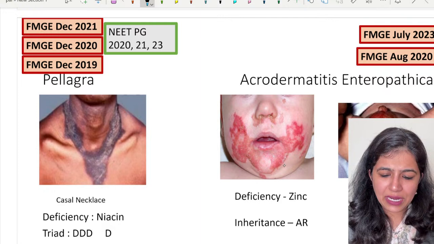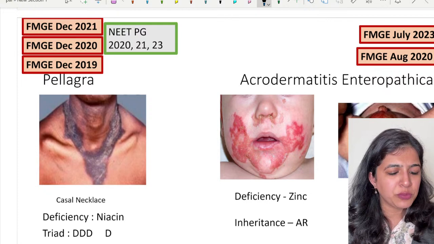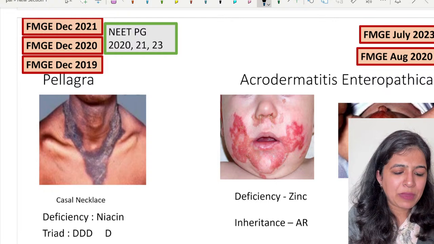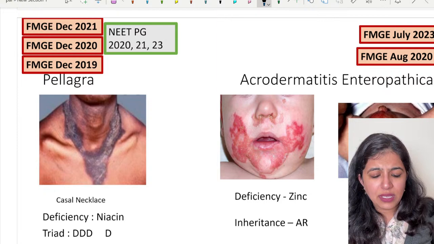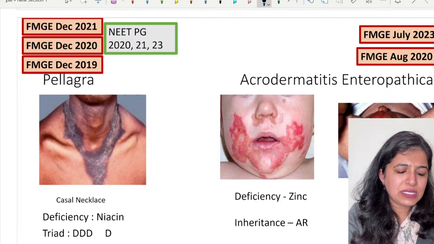Pellagra and acrodermatitis enteropathica. Beautiful red boxes tell us that this may be a question asked in the Jan 24 exam also. Maybe next year I want to put a red box here also, and I want you to answer it in the exam. Pellagra, deficiency of niacin, which is vitamin B3. More in maize eaters, more in alcoholics. Patient presents with DDD: diarrhea, dermatitis and dementia. Untreated can cause death. We see this nice V-shaped Casal necklace on the neck.